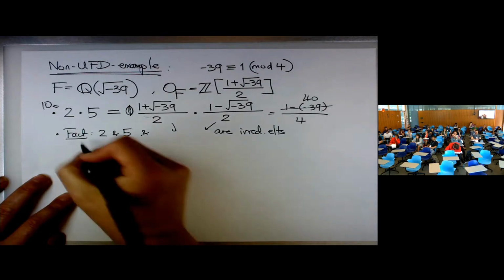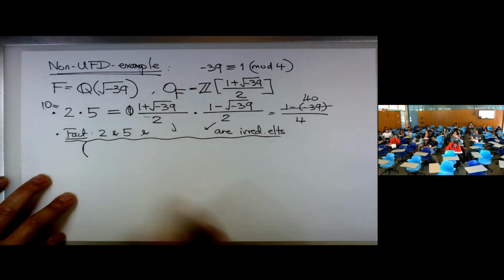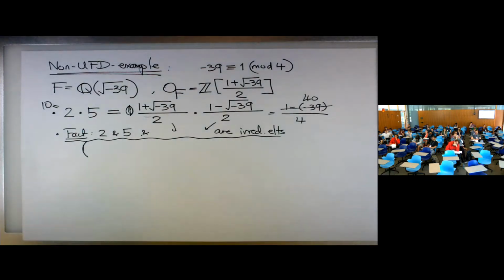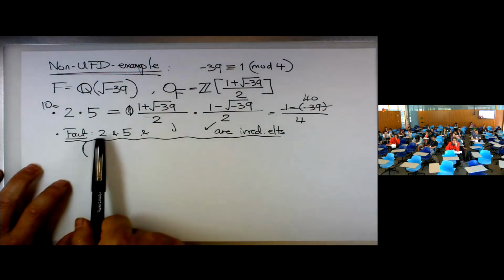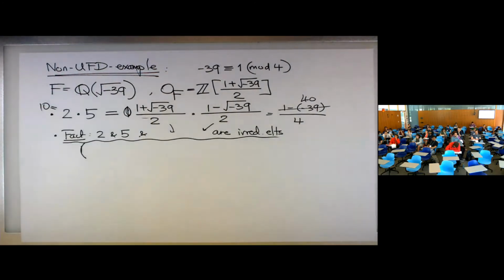But I want to point out that this is not very straightforward, in the sense that we have these 4 elements, which are all irreducible elements. Somehow we have this 10 factoring into irreducibles in 2 different ways. Okay? So that means this is not going to be a unique factorization domain. Because you have 2 different ways of factoring things.